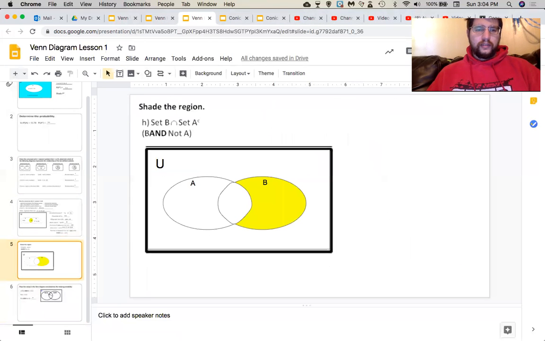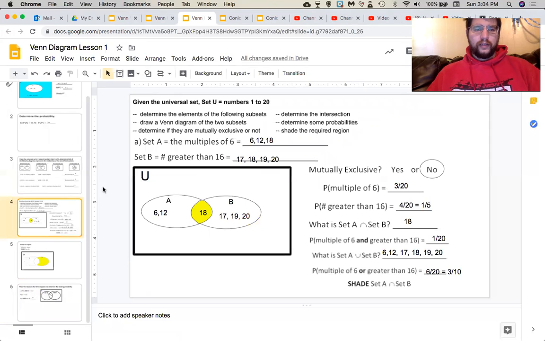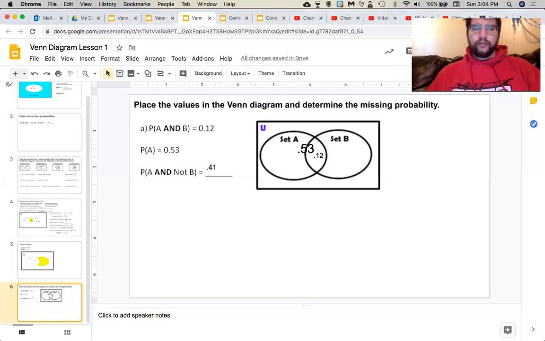So again, the only kind of tricky thing is having to use that curve tool whenever you're doing these intersections, if you have to draw the Venn diagram yourself. Other than that, it's pretty straightforward. So that's the first lesson of Venn diagrams done. Moving on to the next.